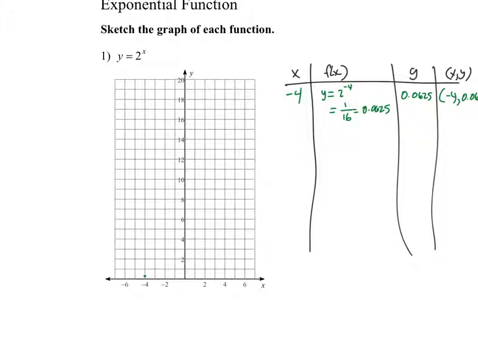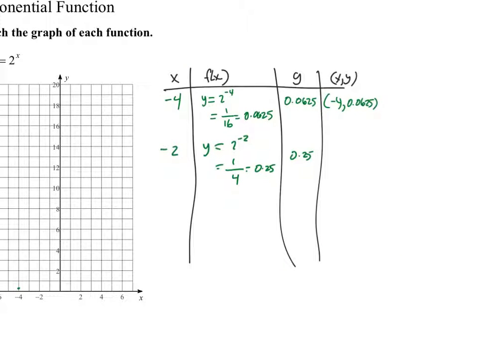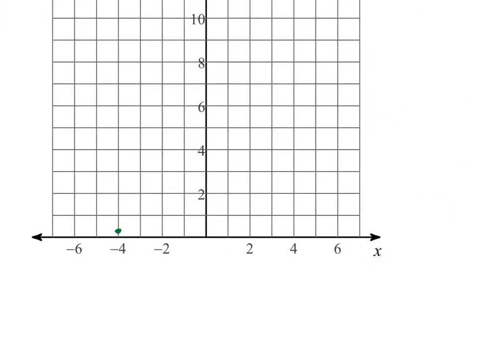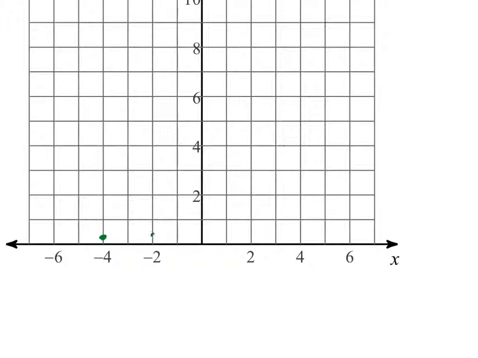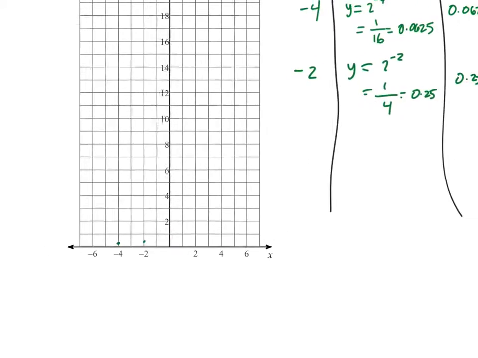Now I'm going to substitute -2. So I have y equals 2 to the -2. So this is 1 over 2 squared, which is 4, so this is 0.25. So -2 and 0.25. Again, that number is somewhere around here.